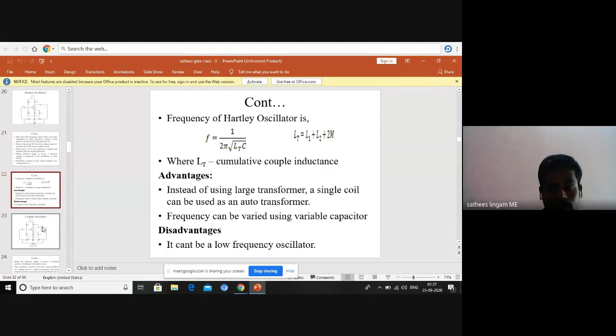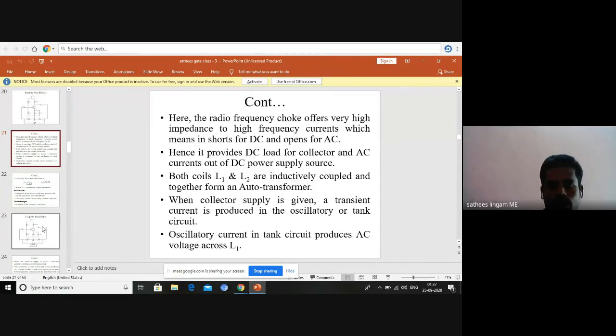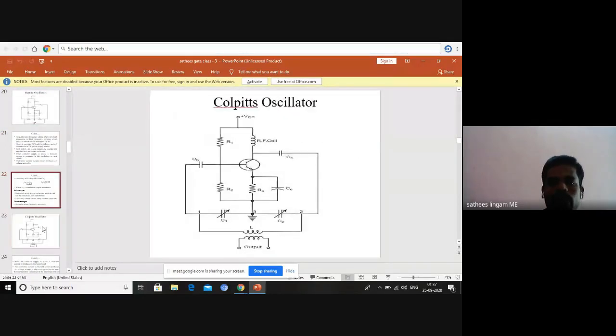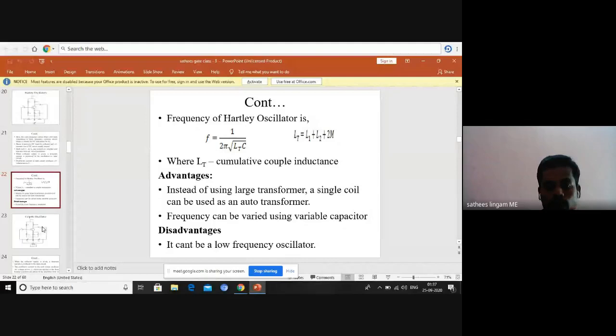Advantages: the Hartley oscillator has some advantages, because it is the most used oscillator. Instead of using a large transformer, a single coil can be used. Previously we used two transformers in our tuned circuit, in the collector tank circuit, to couple the oscillation with the base. We used one separate transformer.